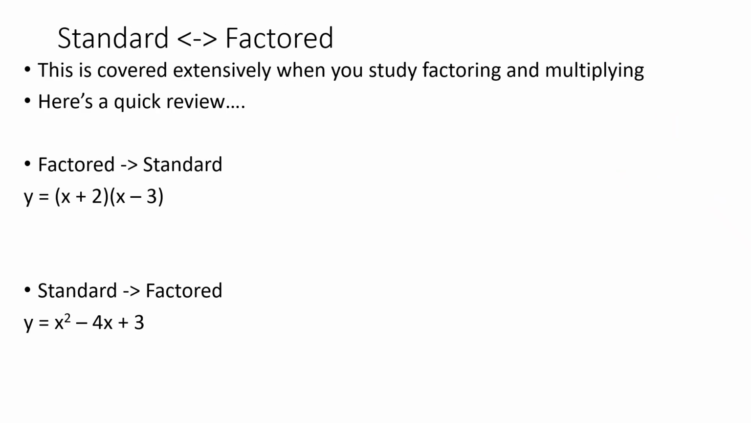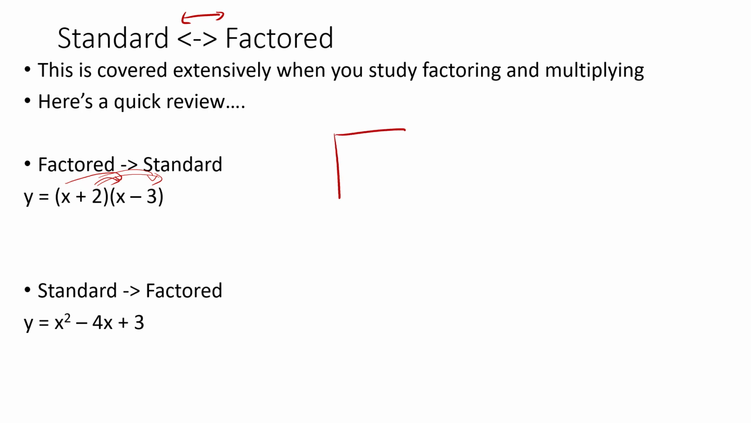All right, now for factored into standard form and vice versa. So that funny symbol there is a back and forth arrow. This is covered extensively when you study factoring and multiplying. So when you do your study of quadratics and you go through the process of factoring and the process of polynomial multiplication, you pretty much cover this. But here's just a quick review so we can go back and forth. If you have something in factored form and you want to go to standard form, you need to multiply those binomials. For a lot of students, you might use the FOIL method: first, outer, inner, last.